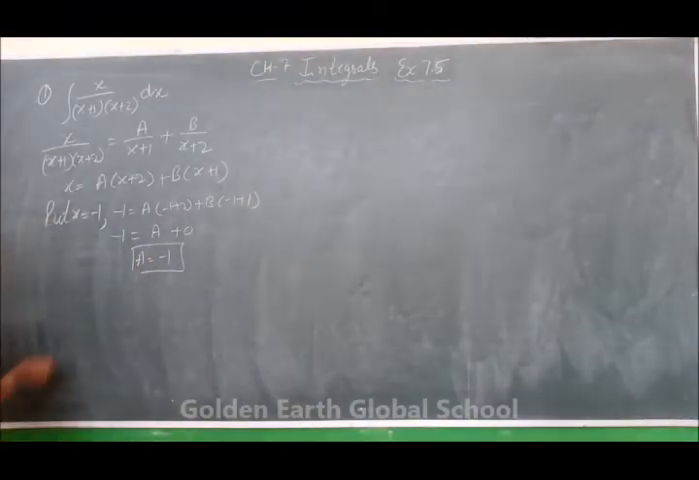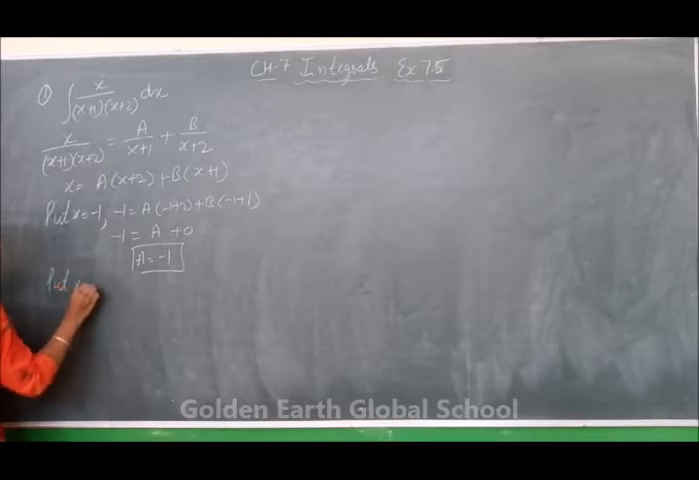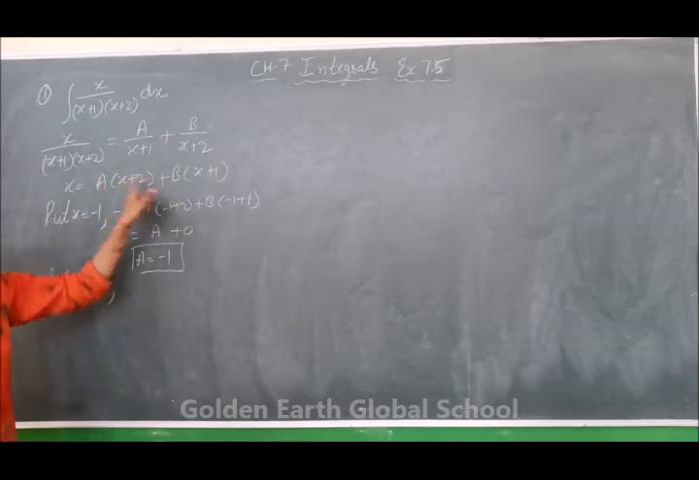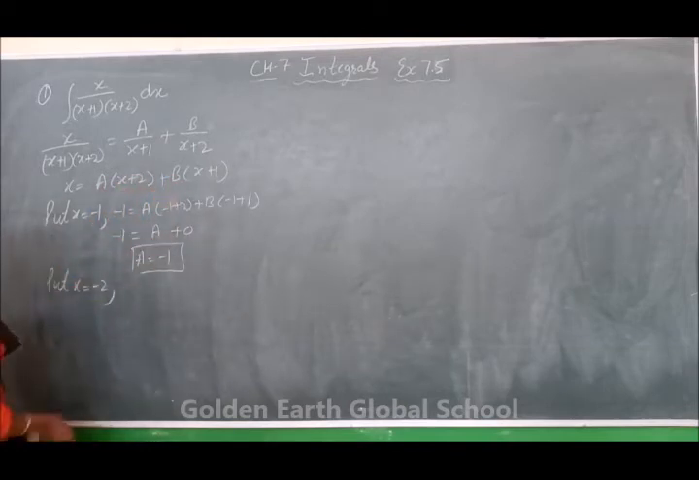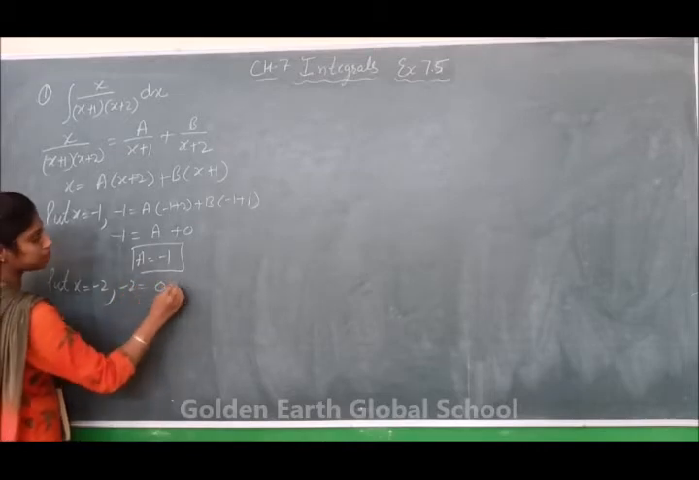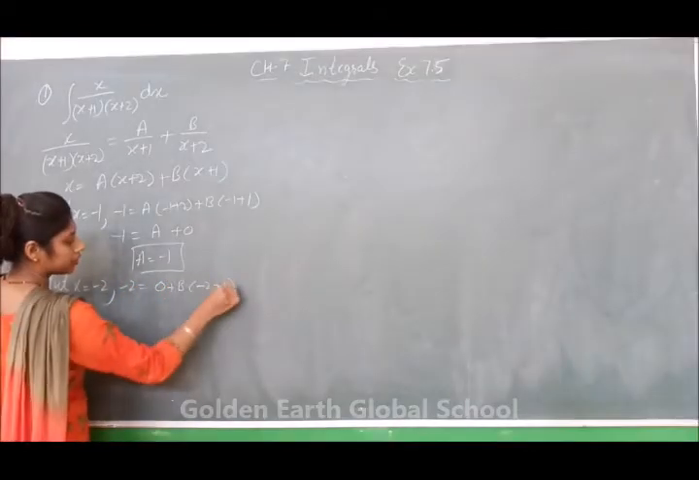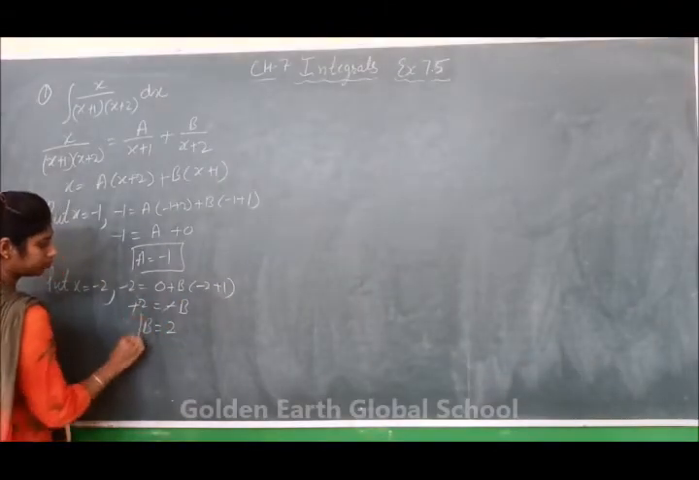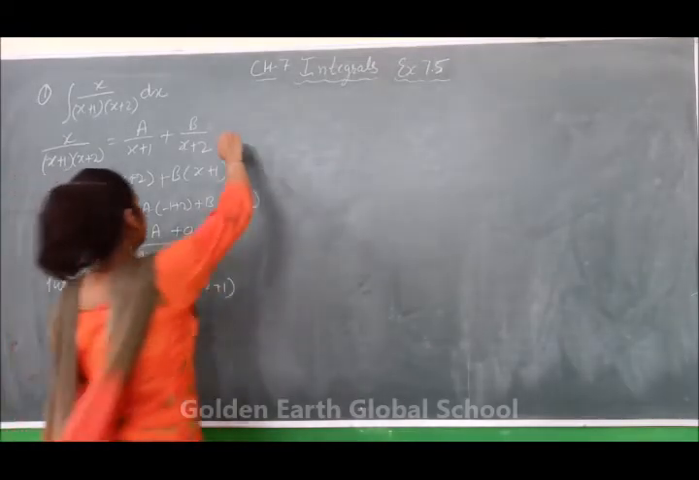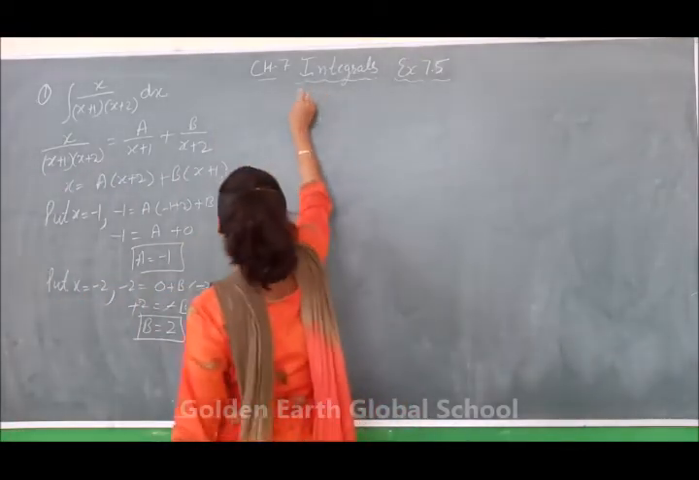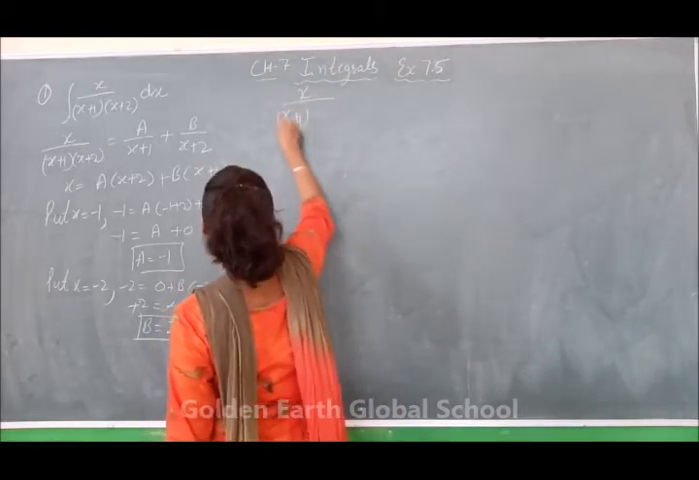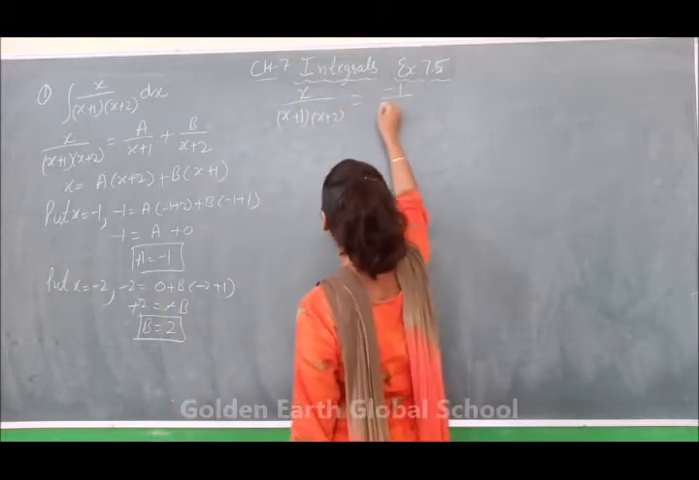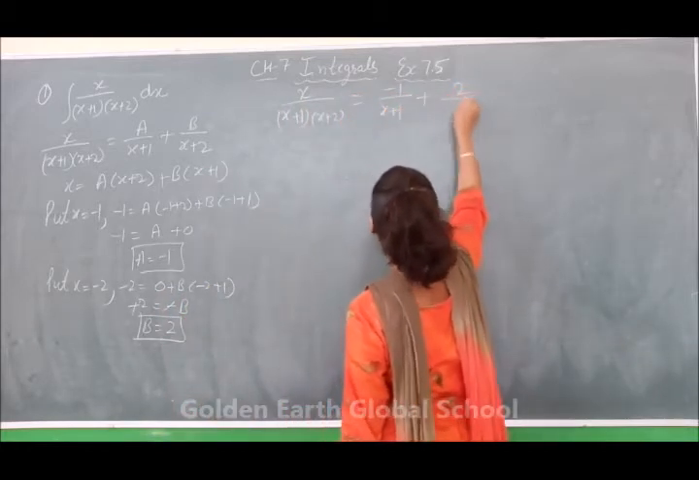Similarly, we have to put another value, x equals to minus 2. We have to put x values according to that, so one term will become 0. So minus 2 equals to 0 plus b into (minus 2 plus 1). Minus 2 equals to minus b, so b is equals to 2. Now we have to again put in this term: x upon (x plus 1)(x plus 2) equals to a is minus 1 and b is 2.